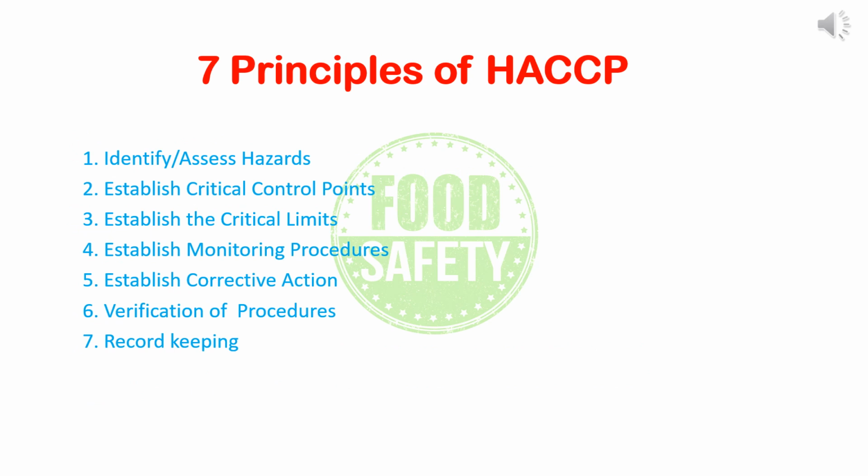I think we all are familiar with the 7 principles of HACCP. The 7 principles are identifying or assessing the hazards, establishing critical control points, establishing the critical limits, establishing monitoring procedures, establishing corrective action, verification procedures, and record keeping.